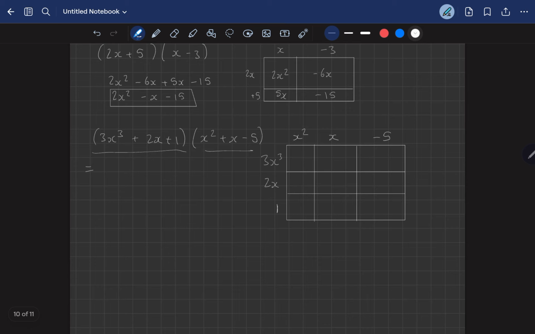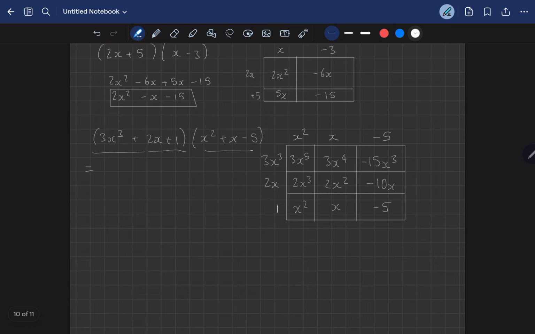So let's first find the individual areas covered. 3x cubed times x squared is 3x to the 5. 3x cubed times x is 3x to the 4. 3x cubed times minus 5 is minus 15x to the 3. 2x times x squared is 2x cubed. 2x times x is 2x squared. 2x times minus 5 is minus 10x. 1 times x squared is x squared. 1 times x is x. And 1 times minus 5 is minus 5.